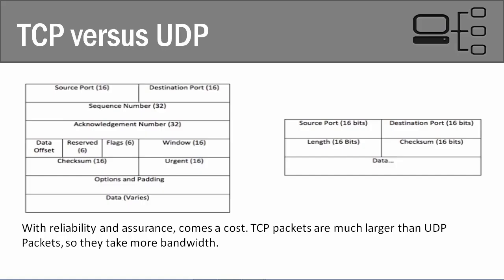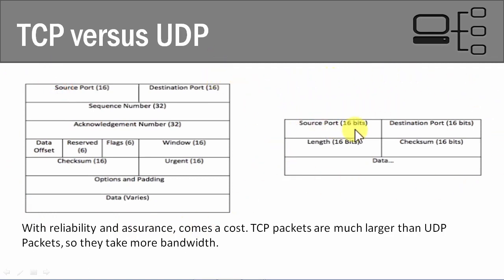In this video, we're going to do a comparison between TCP and UDP. And on this first slide, I have a graphic representation of the bits of information required to send a TCP versus a UDP packet. And so here on the left, this is a TCP packet. And here on the right is a UDP packet.